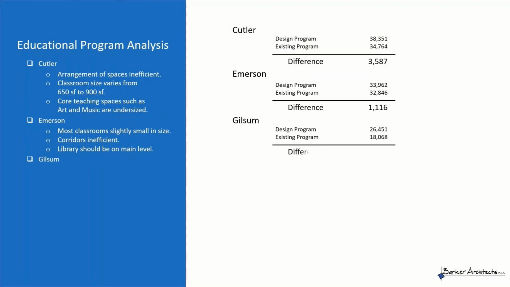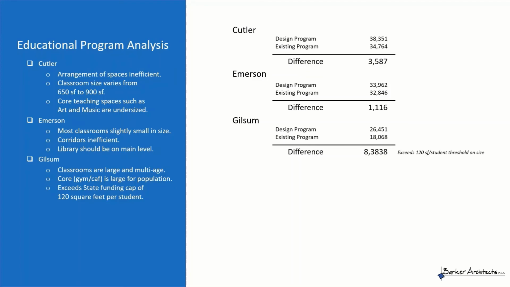Gilsum is more difficult to analyze for the program because of how low the student population is. With the low number of students per grade, multi-age classrooms are used to have more efficient use of space. The classrooms are larger than normal, but this is necessary when two grades share the same room. Rooms such as the gymnasium are one size no matter how many students there are in the school, so Gilsum has a much higher percentage of space dedicated to core facilities than you would normally find. In fact, Gilsum already exceeds the state cap of 120 square feet per student. This may eliminate the possibility of receiving state aid for the building.